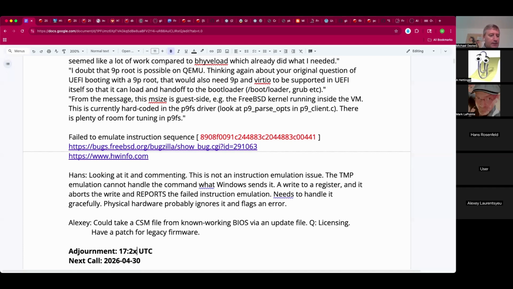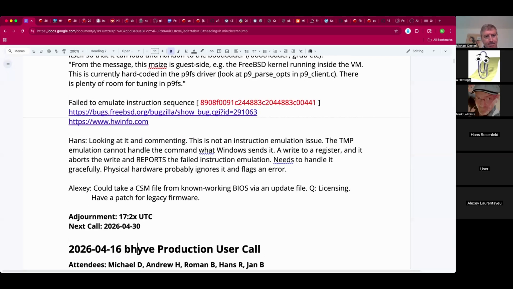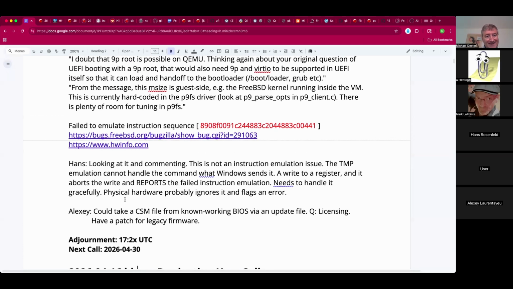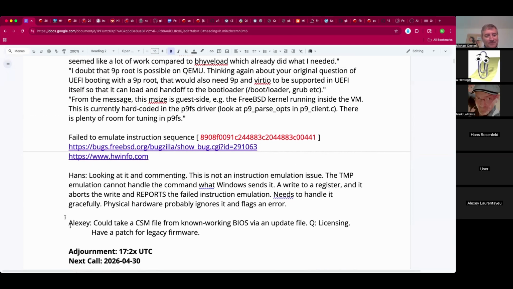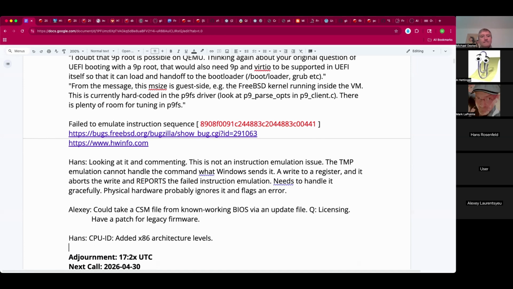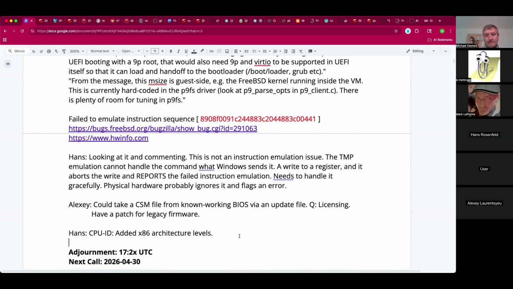Hans, broadly, any update on your work with, say, CPU ID? Oh, yes. Coming along. So I had an implementation for x86 architecture levels, which was working fine. And then I was thinking about how I could use this to implement CPU types similar to what QEMU does.